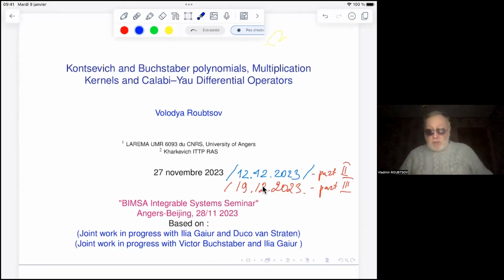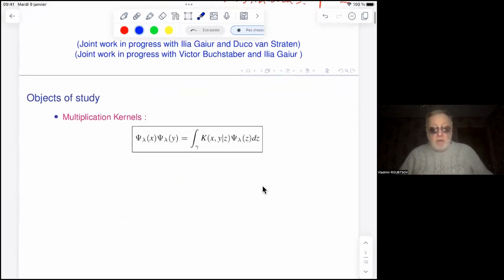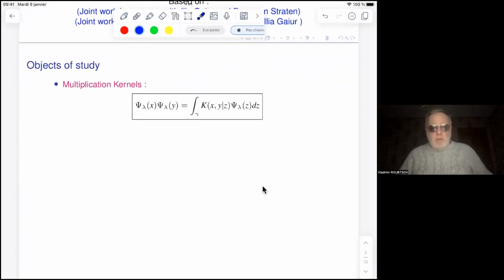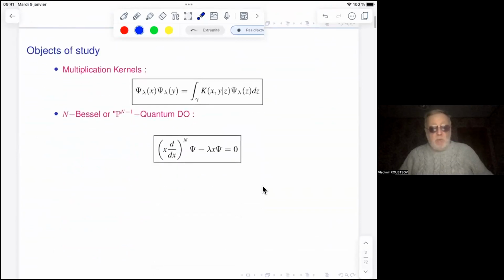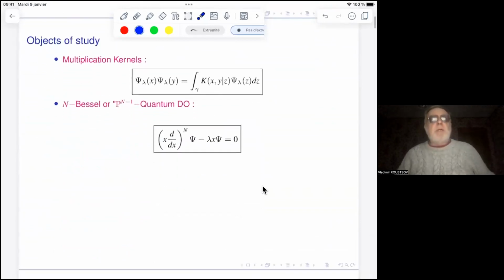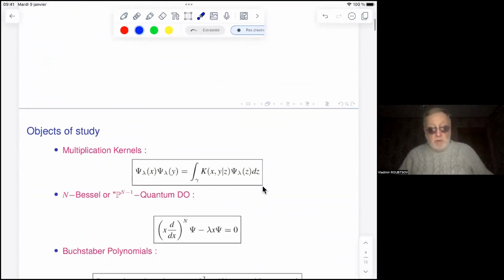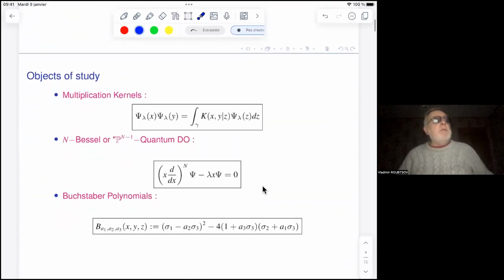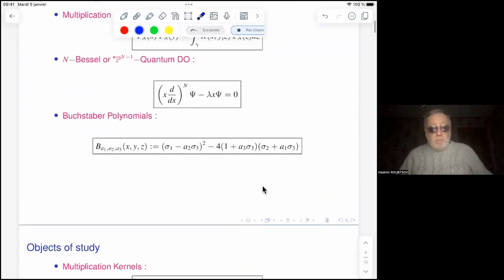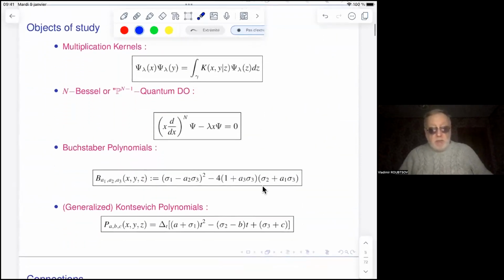So I start today my third lecture, and I remind that we are speaking about multiplication kernels. We spoke about Bessel operators or quantum operators, and we discussed briefly from the very beginning two families of polynomials, the Buchstaber family and the Kontsevich family. And today I will concentrate on these two objects more precisely.